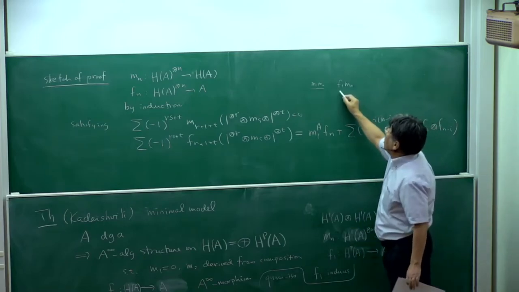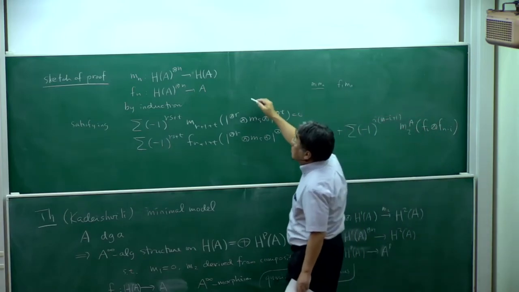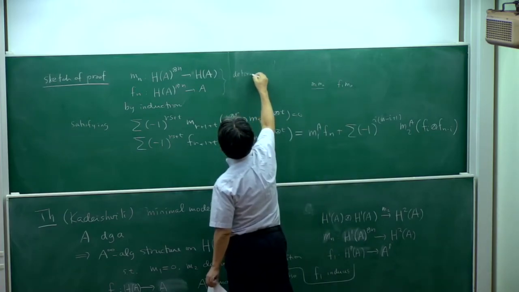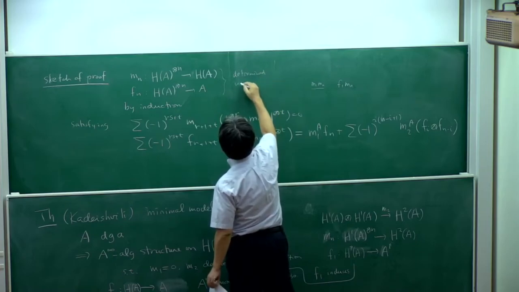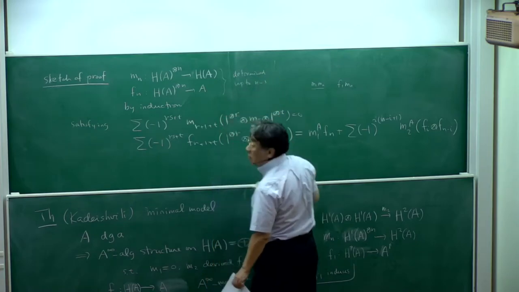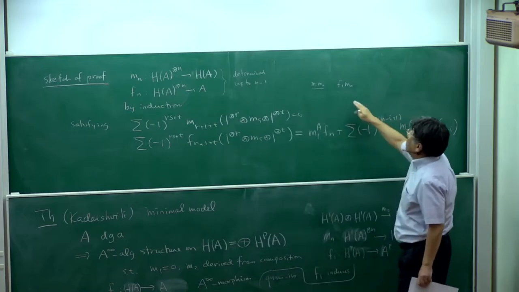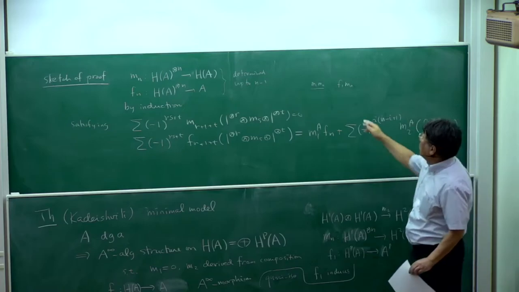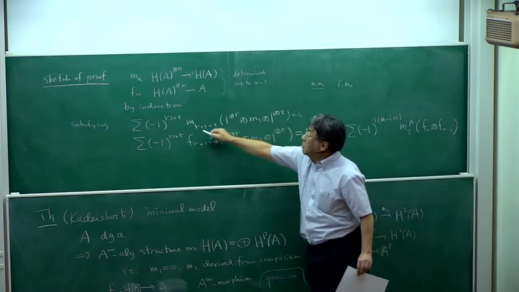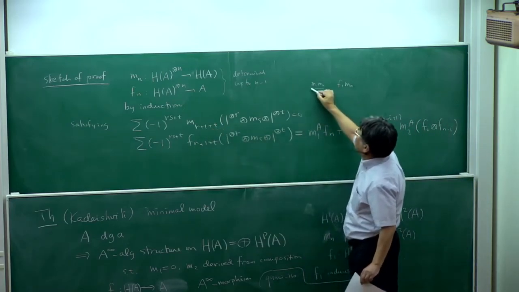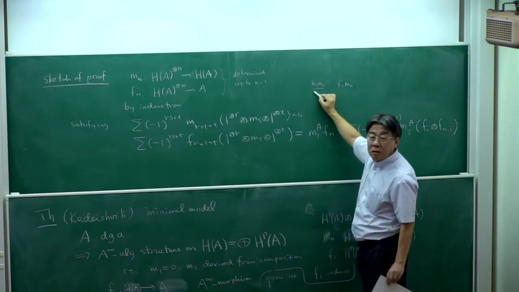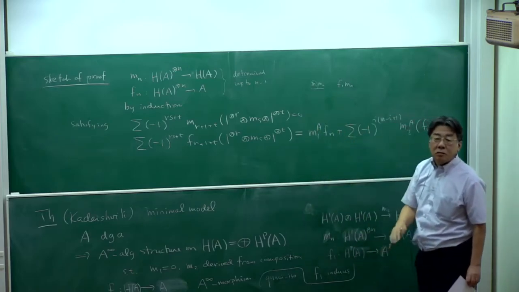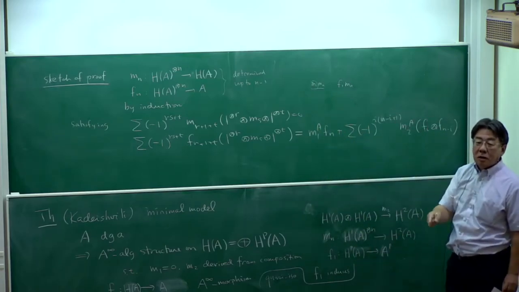So now assume that these two are determined up to n minus 1 already. And then I will define Mn and Fn. And Mn is defined by using this equation up to this. But this is differential, essentially. So you need to solve the equation.